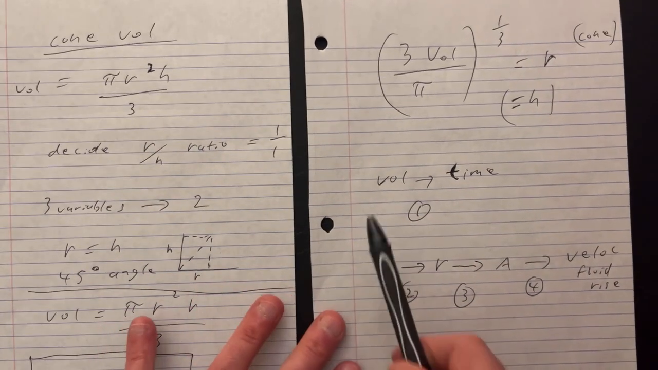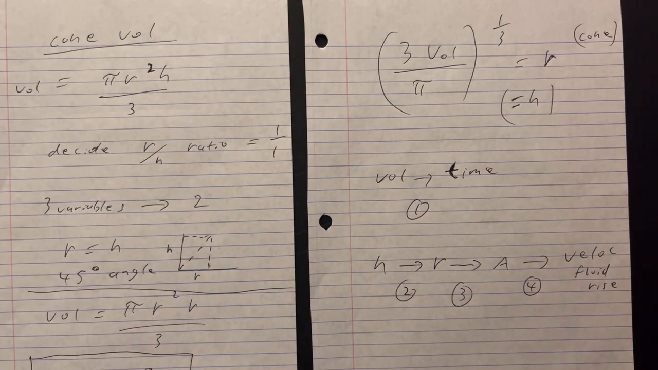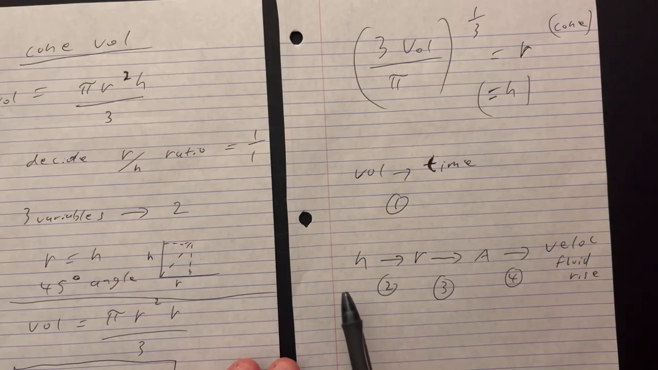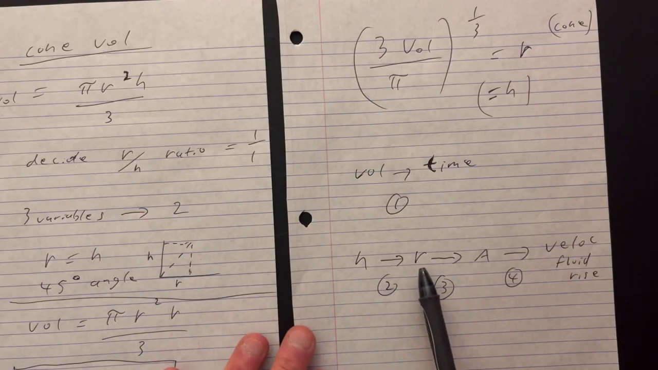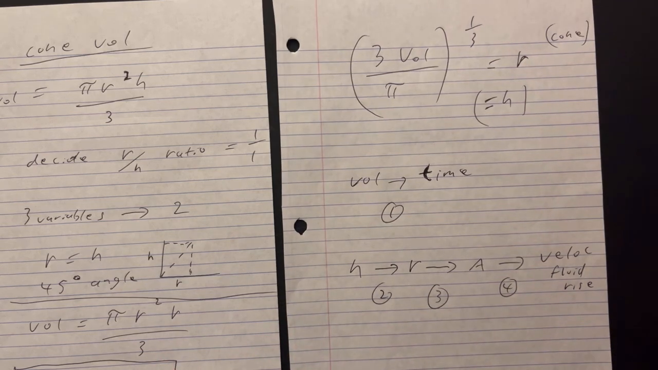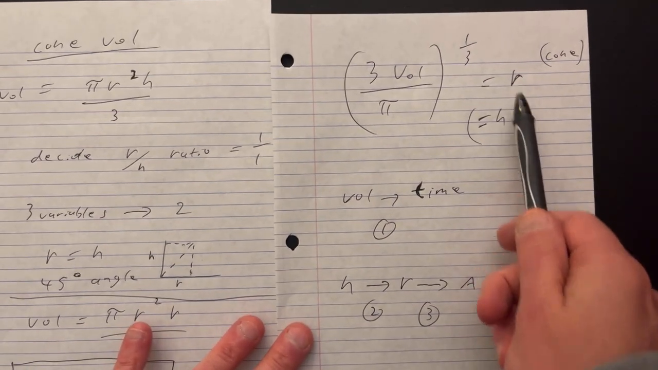What I have to do here is turn volume into time, which I just did when I said that the flow rate was 1 cubic meter per second or whatever. And then I turned height into radius when I decided they were equal to each other. And then I'm going to turn radius into area. That's why I had to get my radius right here. I'm going to turn that into area.